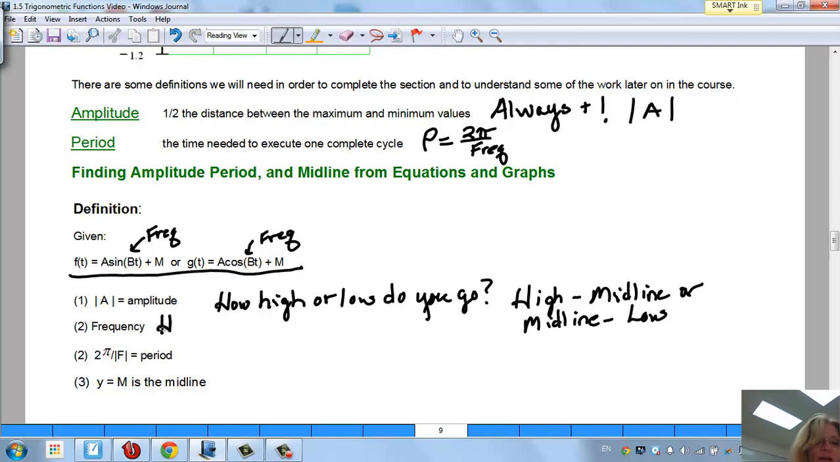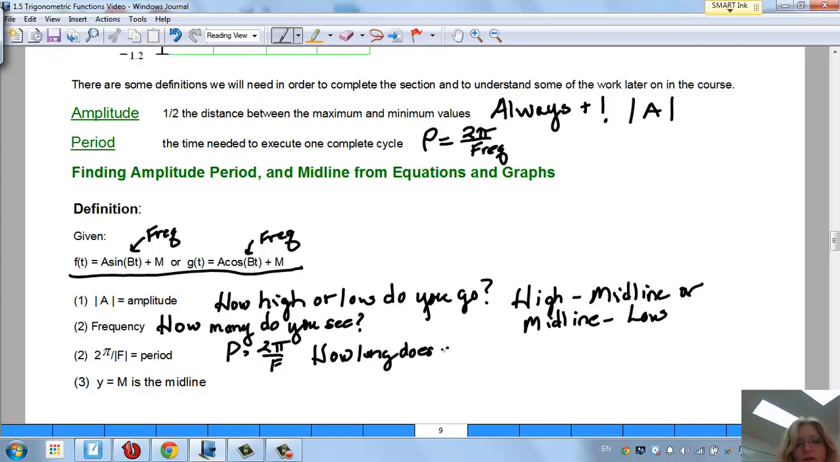Frequency is how many do you see? I mean how many cycles do you see when you're graphing out of 2 pi? All right, 2 pi over my frequency is my period, so we write it this way. Period is 2 pi over frequency, and this is basically how long does it take for one full cycle? That's your question.